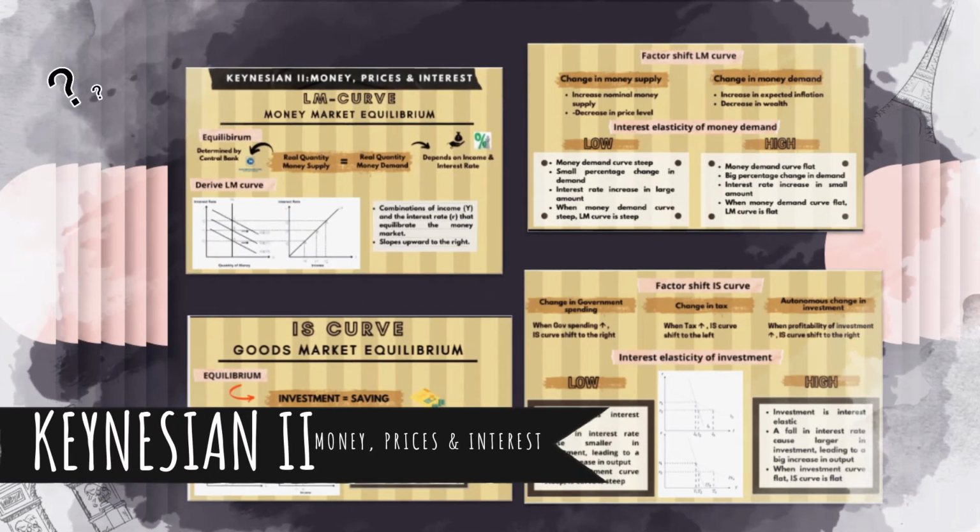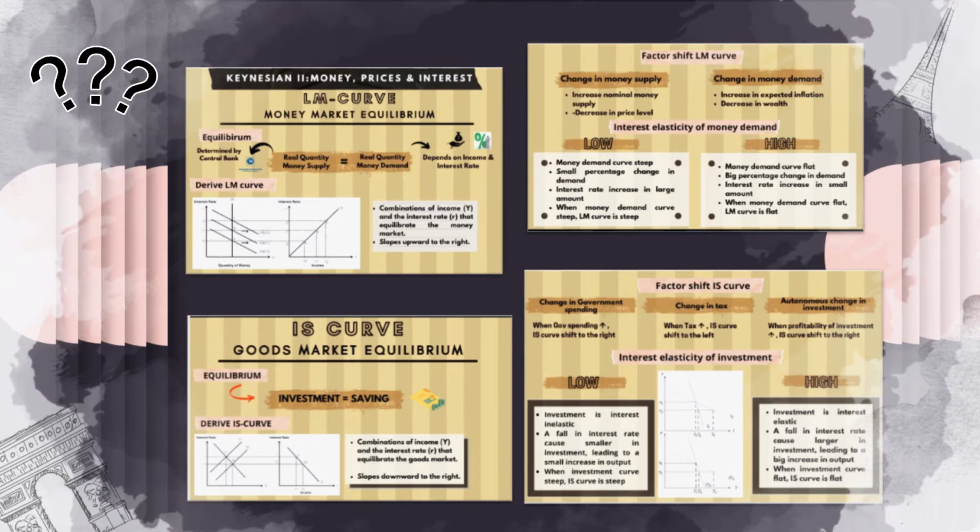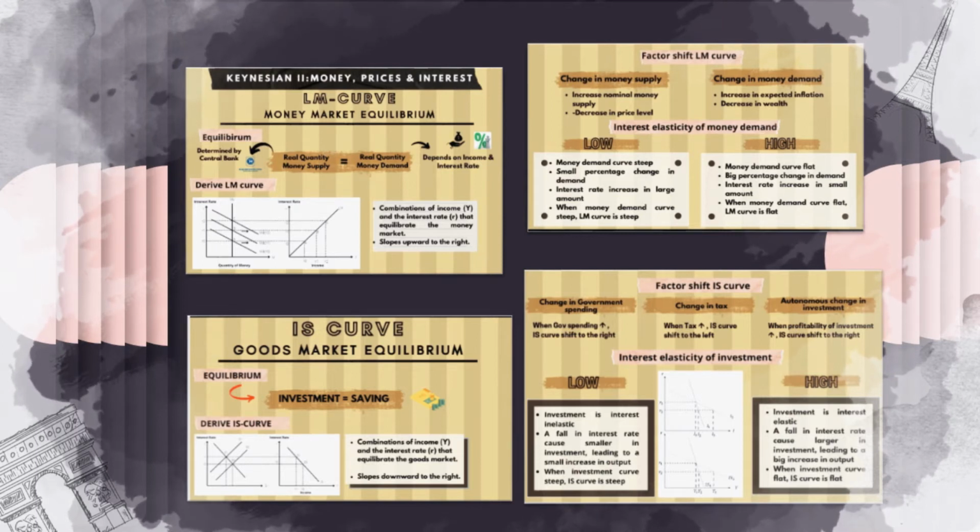Keynesian 2: Money, Price and Interest, LM curve. So the LM curve shows the equilibrium in the money market, which requires that the real quantity of money supply, that is determined by the central bank and not affected by the real interest rate, is equal to the real quantity of money demand that depends on income and interest rate. Derive the LM curve.